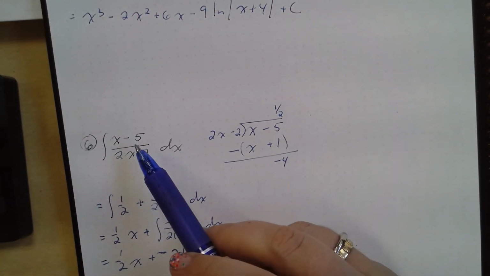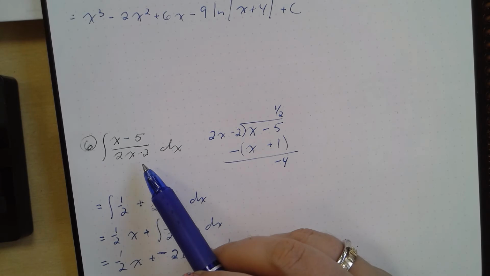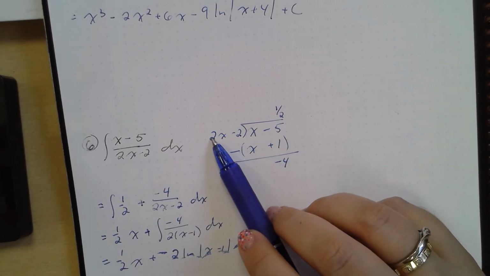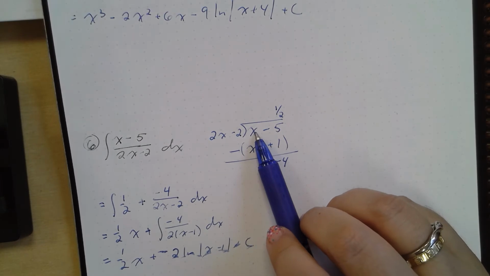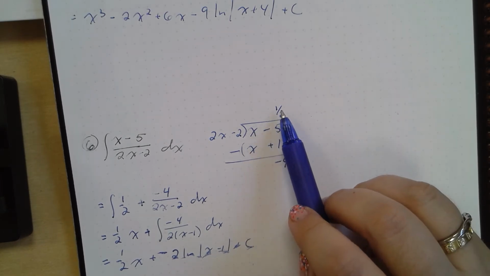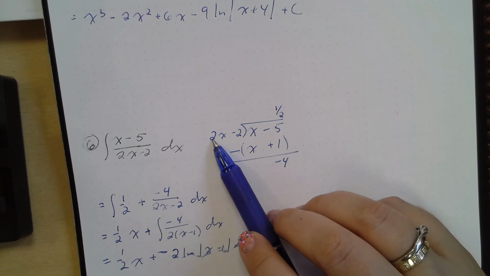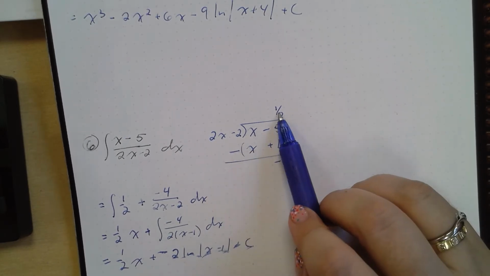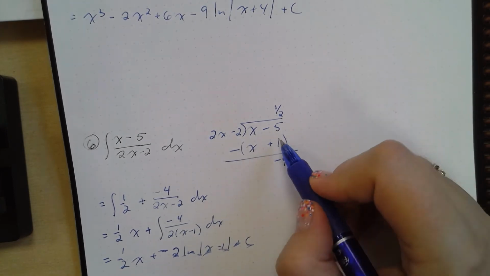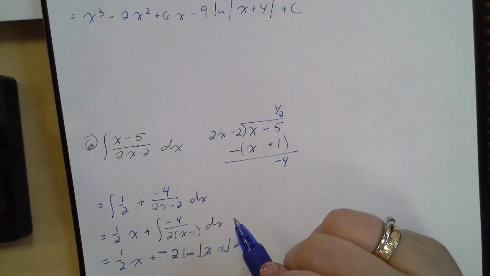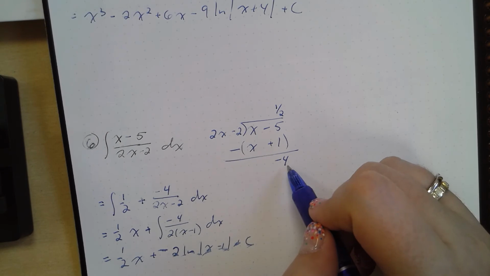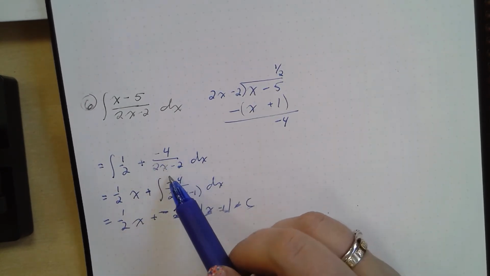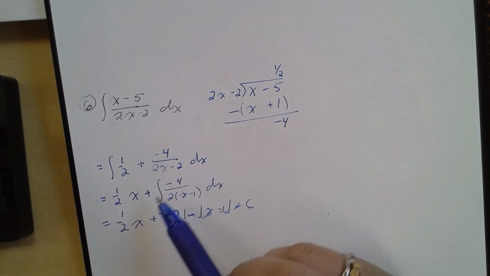Here I've got x minus 5 over 2x minus 2. I prefer to write x minus 5 and divide by 2x minus 2. Well, how many times does 2x go into x? It goes in 1/2 times, right? So 1/2 times 2x is equal to x. So I'm going to have x, and then 1/2 times negative 2 is a negative 1 actually. Then I subtract, that's how this became positive, and I get a negative 4. So I now have the integral of 1/2 plus negative 4 over my divisor, 2x minus 2.